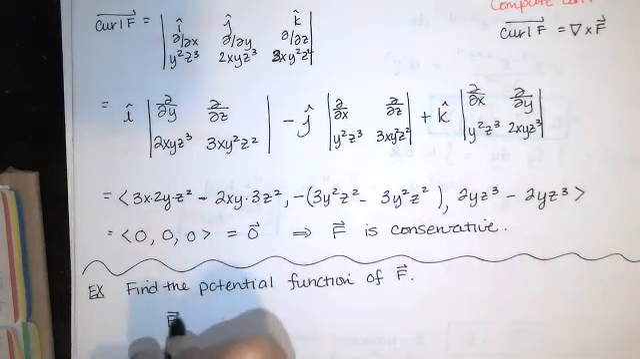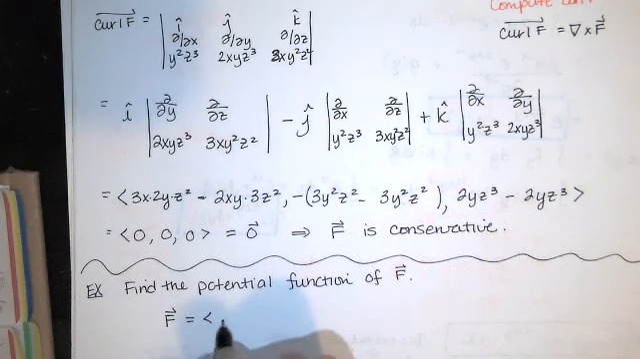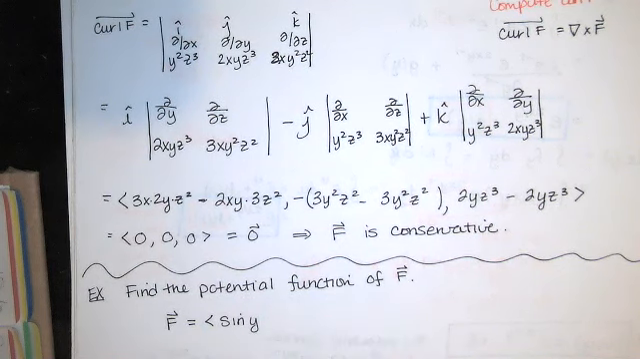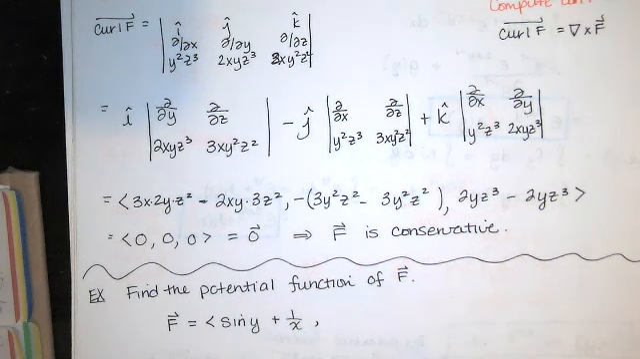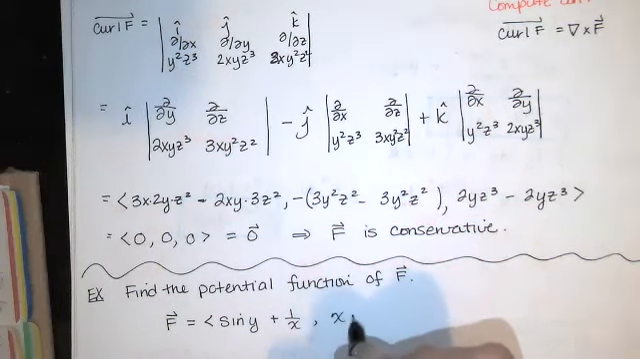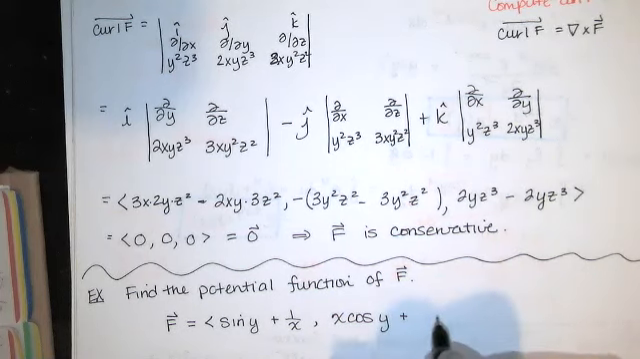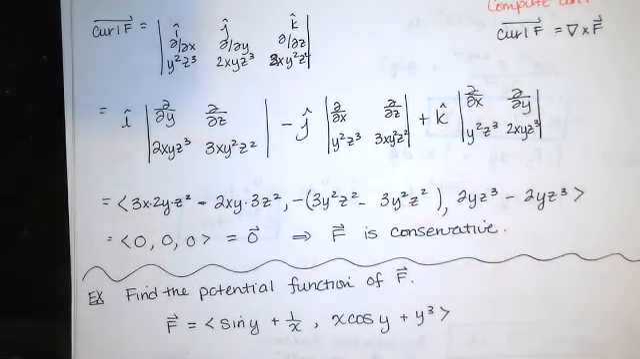Now this time you're told to find the potential function of f. So that implies from context that the field must be conservative. So let's say we've got sine of y plus 1 over x, and x times cosine of y plus y cubed. Okay. We want to find the potential function.